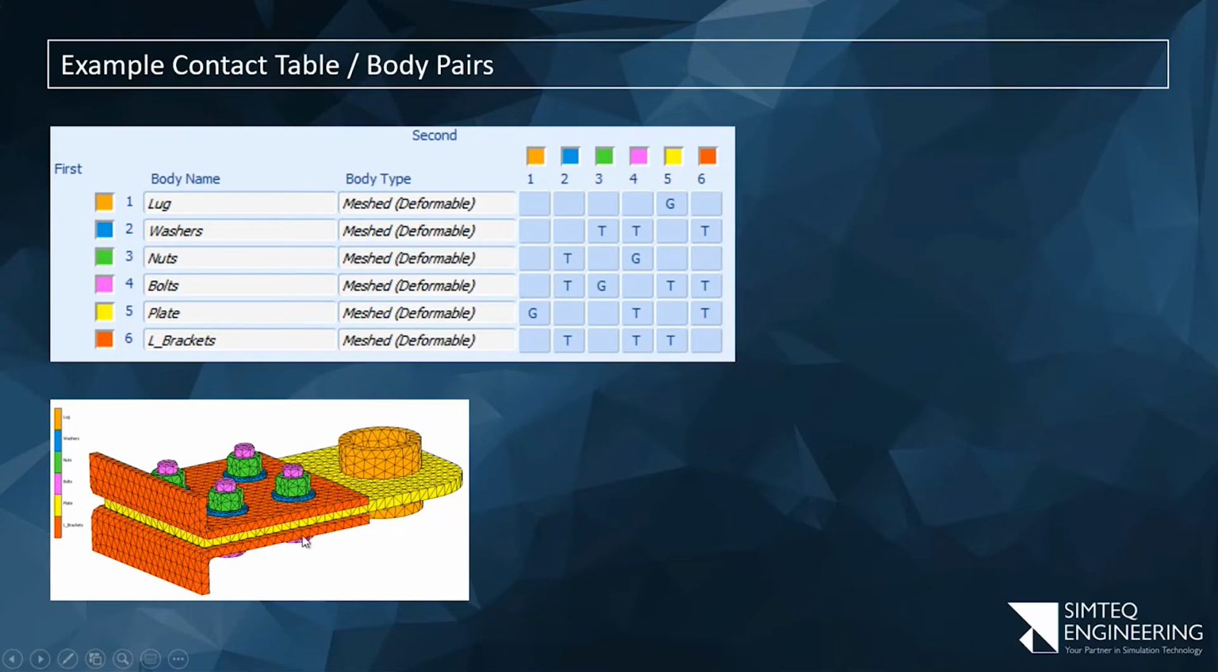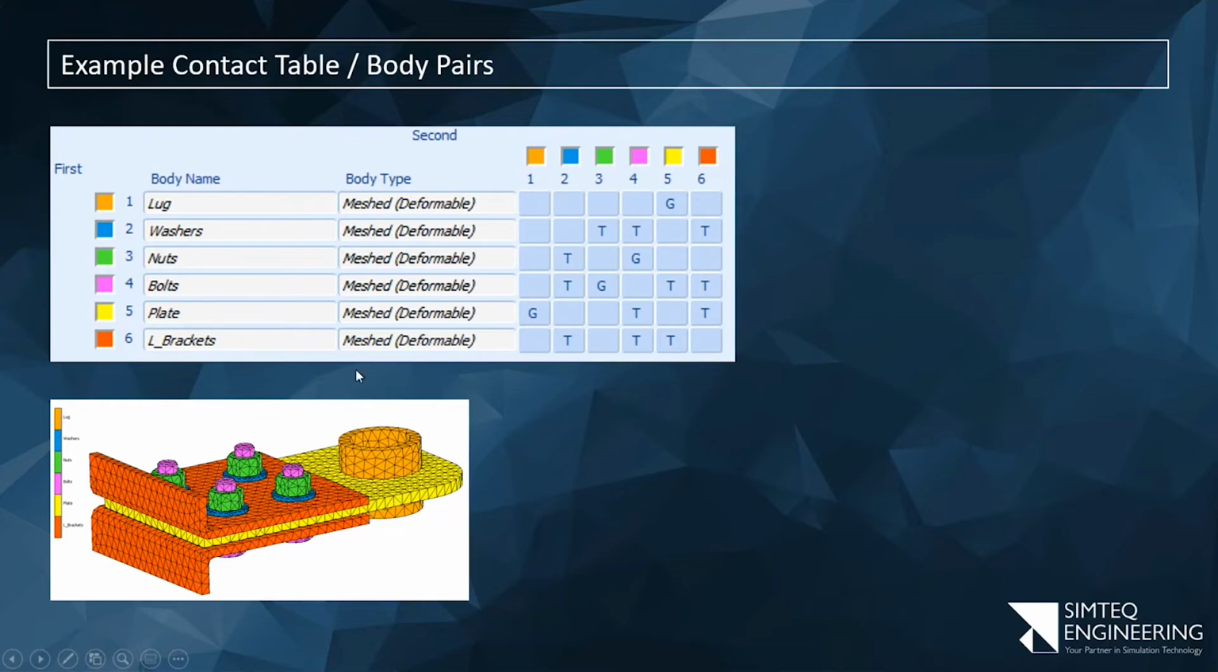Bolts can touch the washers. It can touch all 3 of these parts. If you look at that center, they're all there. So the bolts can touch the washers, it can touch the plate, and it can touch the L bracket, and it's glued to the nut. And the plate again is glued to the first one.